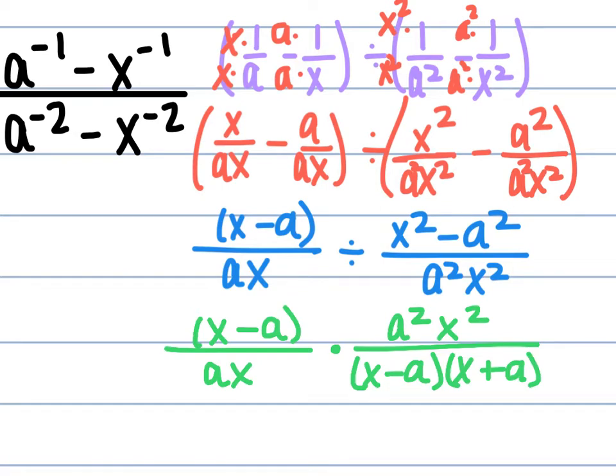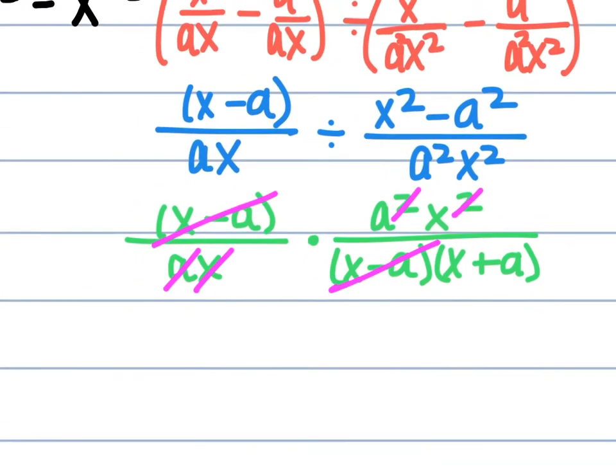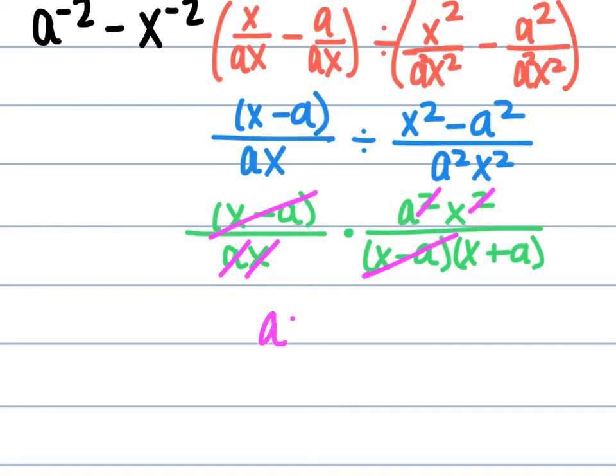So if we can simplify before we multiply, we do. The a is going to cancel out the exponent on the a squared. The x will cancel out the exponent on the x squared. The x minus a is going to cancel out the x minus a on the second fraction's denominator. So this is just going to be ax over x plus a.